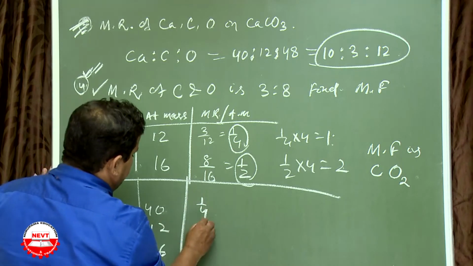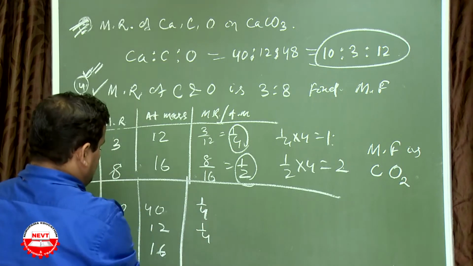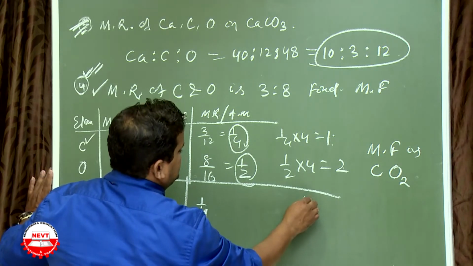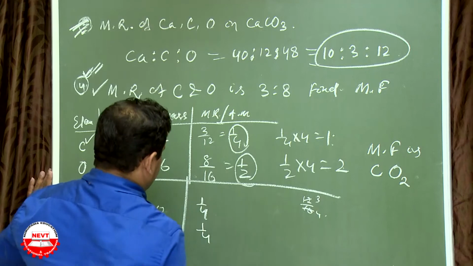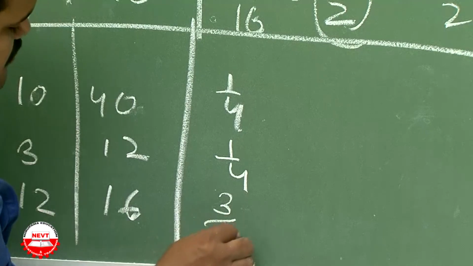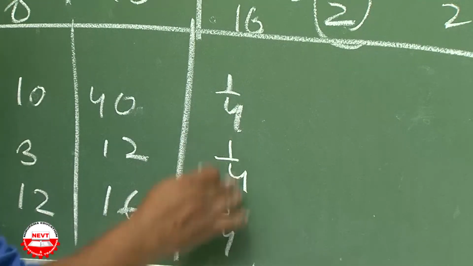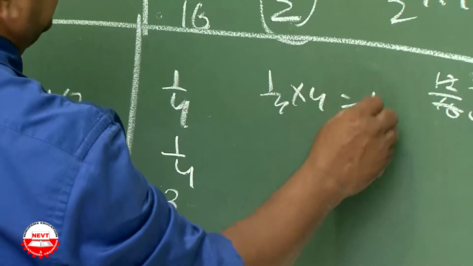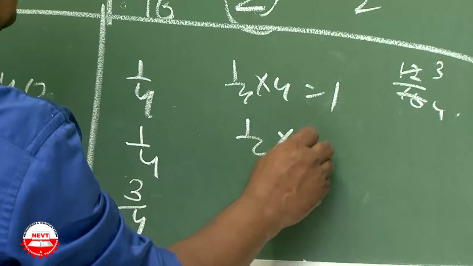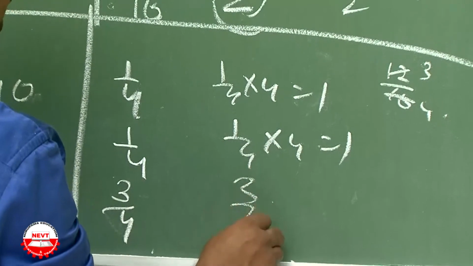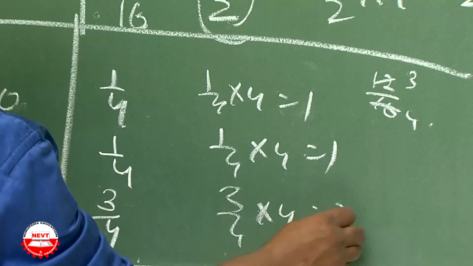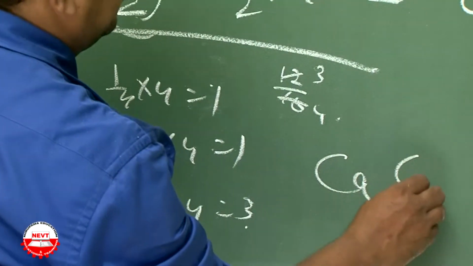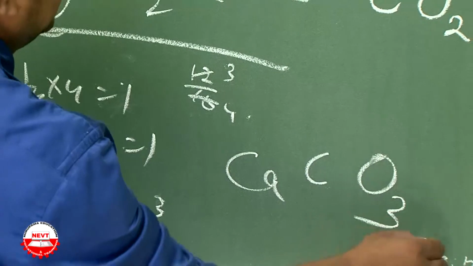Now find the ratio: 10 by 40, which is 1 by 4. 3 by 12 is 1 by 4. 12 by 16, cut it by 4, it is 3 by 4. As the denominator contains 4, the LCM is 4. So 1 by 4 into 4 is 1, 1 by 4 into 4 is 1, 3 by 4 into 4 is 3. So 1, 1, 3: calcium 1, carbon 1, O3.